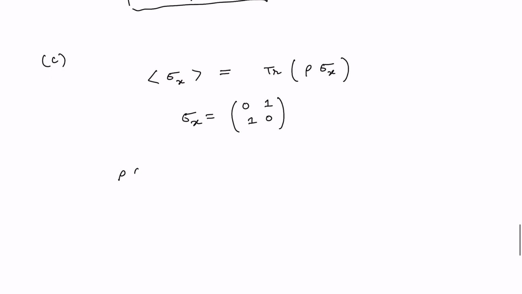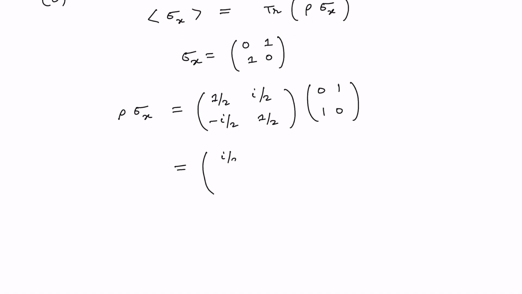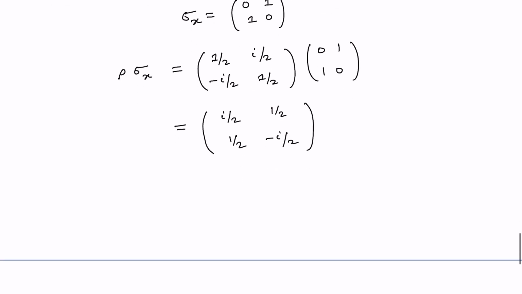So let me find out what is rho sigma x. Rho is equal to [1/2, i/2; -i/2, 1/2], and sigma x is [0, 1; 1, 0]. If you do the multiplication, you will have i/2, 1/2, minus i/2, and this means the trace of rho sigma x, just add the diagonal elements, you will get i/2 minus i/2, right? If you add it, so therefore you are going to get 0. So that's the expectation value of sigma x.